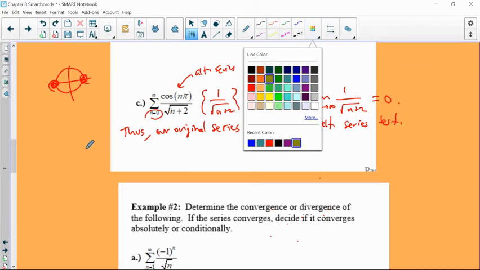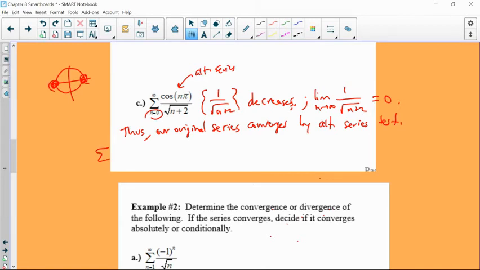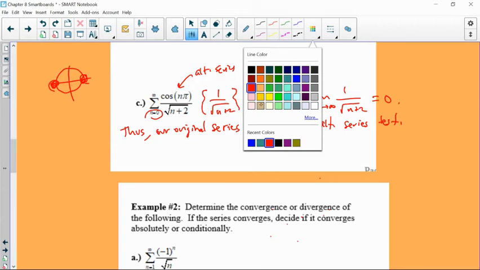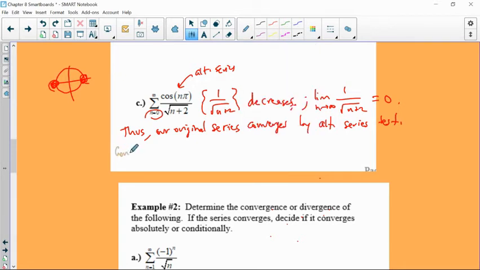But what if I consider the absolute value of the series to see if it converges absolutely? So let's consider this series, n equals 0 to infinity of, take out the alternating part, so here's the absolute value of it, 1 over the square root of n plus 2. Now, this is going to behave a lot like 1 over root n, which I know is going to diverge. So this one's going to also diverge.